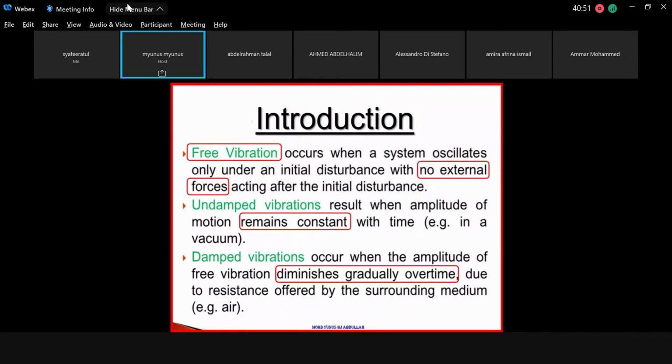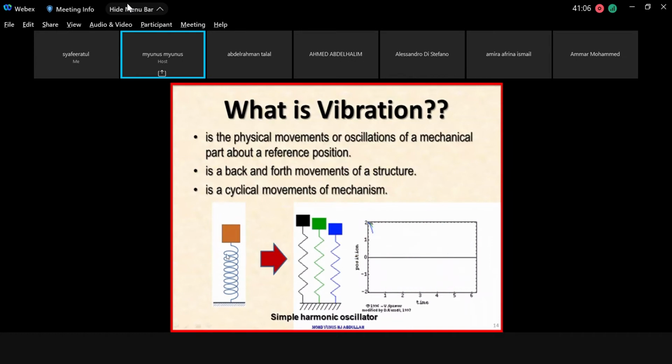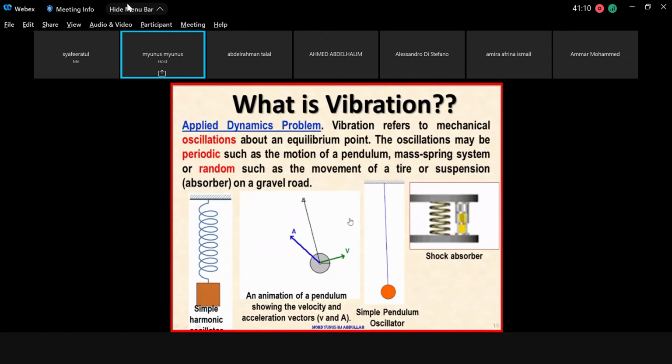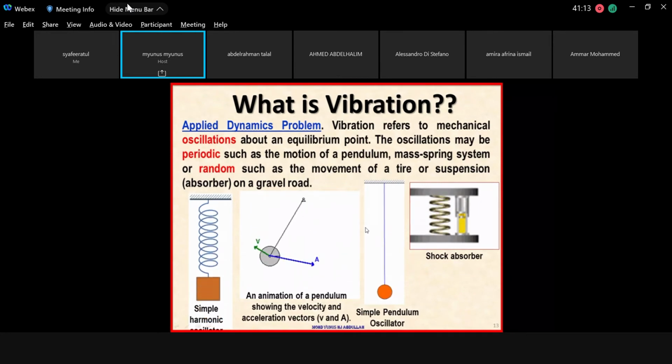This is another one just to share with you what is the free vibration, undamped vibration, and damped vibration. You can read on your own. The free vibration, as I mentioned earlier, has no external forces. The system will keep oscillating and vibrating on its own. Typically, with a mass and spring, it will keep oscillating here. A pendulum, for example, will also keep oscillating. There is no external force.